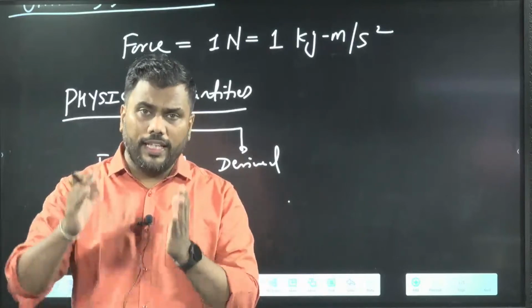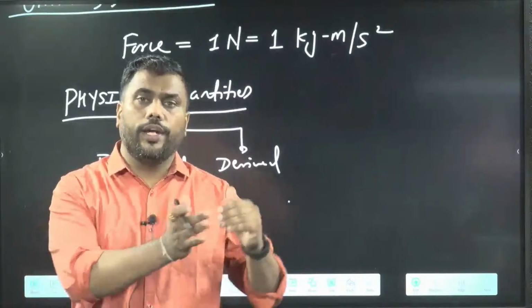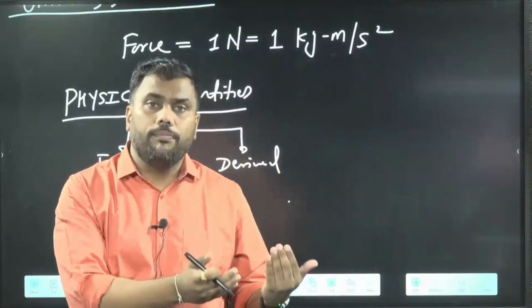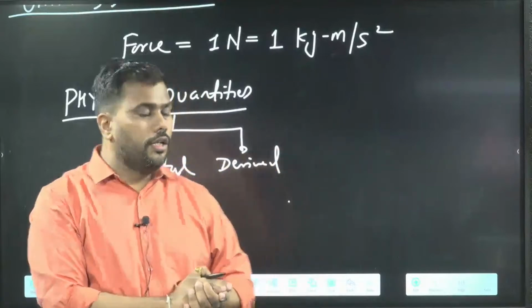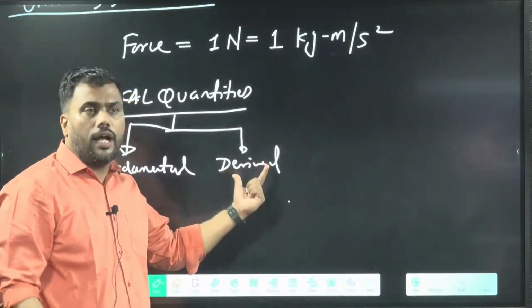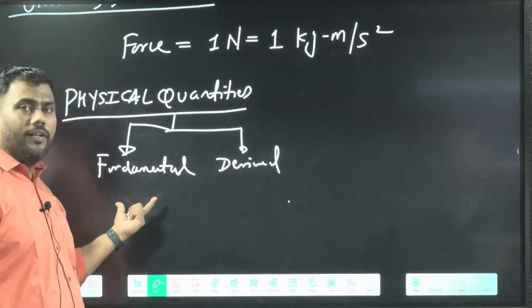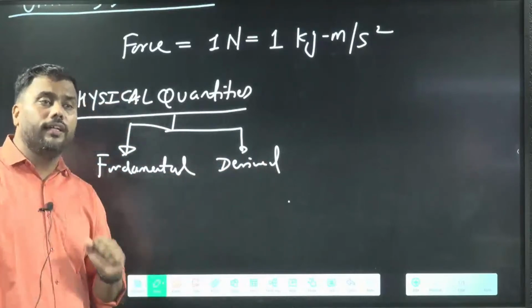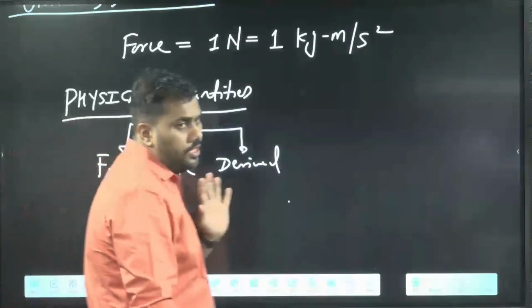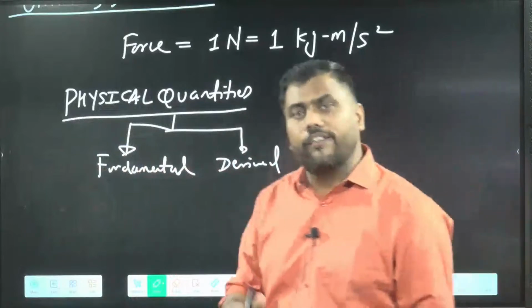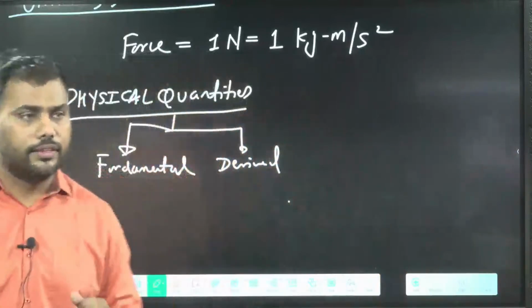So if you define any derived quantity, you require the assistance or help of the fundamental physical quantities. All the derived quantities are dependent in some way on the fundamental physical quantities, and fundamental physical quantities are not dependent on any other physical quantity. Was this clear? What are fundamental physical quantities? What are derived physical quantities? We covered this in the previous class.